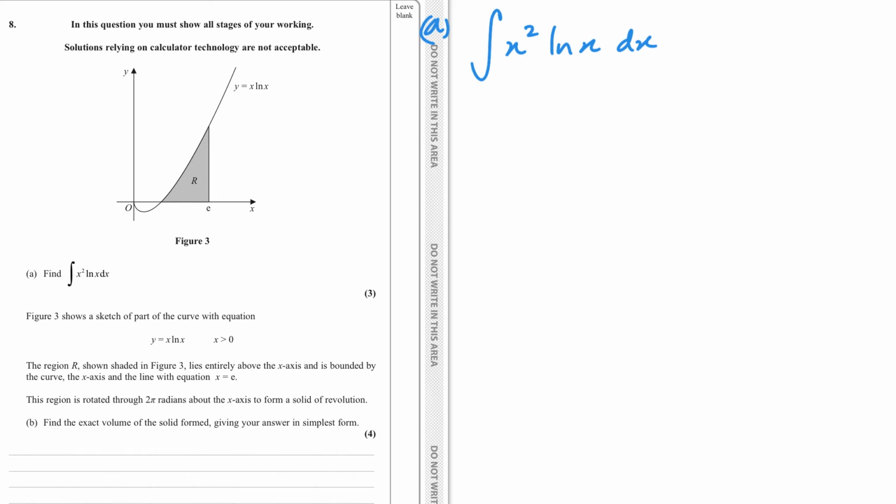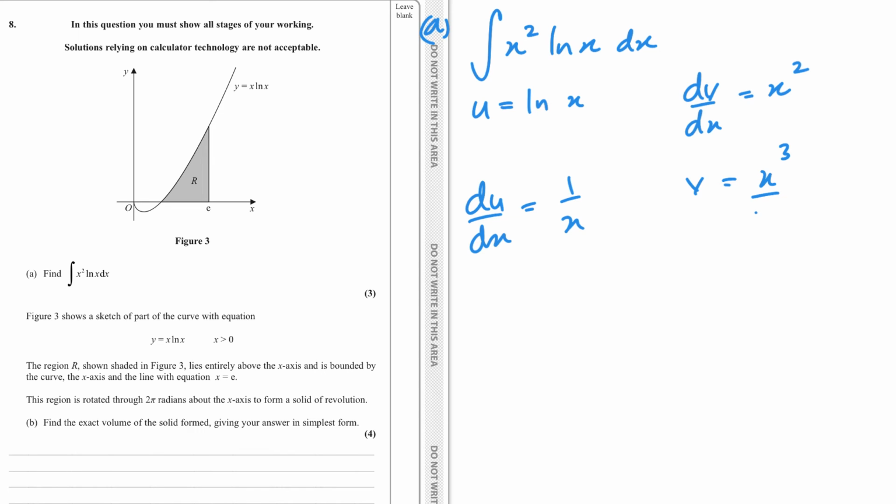So this one is integration by parts. Since there is an ln x in here, we need to make that one the u. So u equals ln x, and dv by dx is going to be equal to x squared. du by dx is 1 over x, and v is x cubed over 3. Now for this I like to put an I equals up here, so that then I can carry on with just the I equals down the bottom.